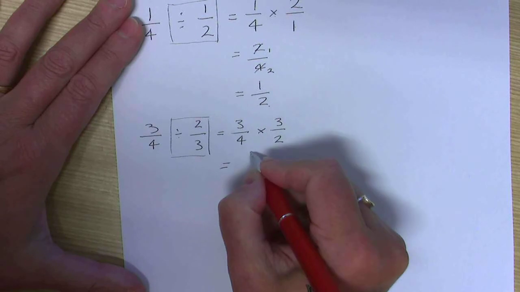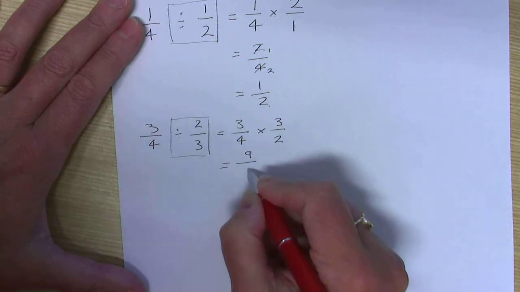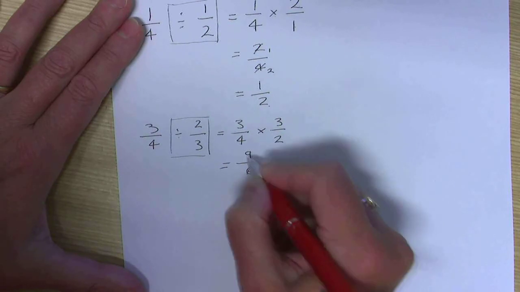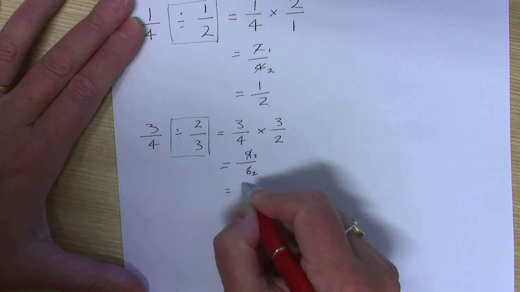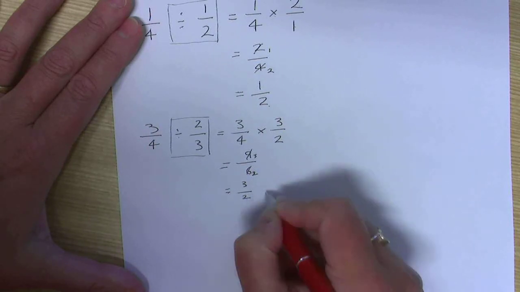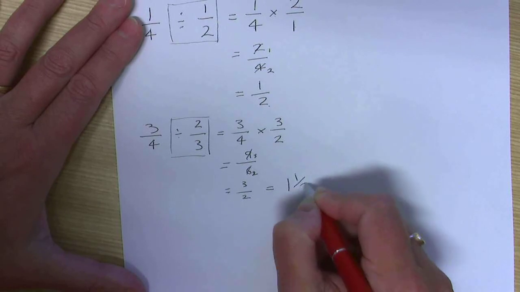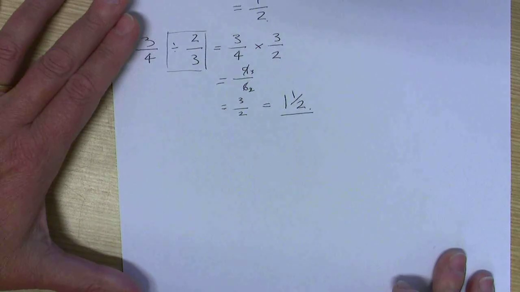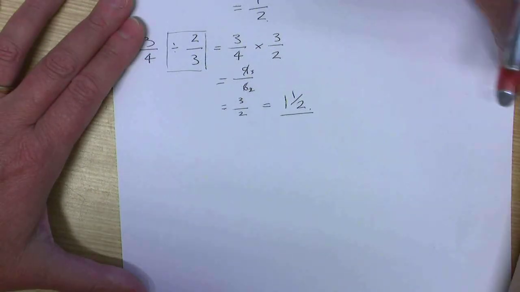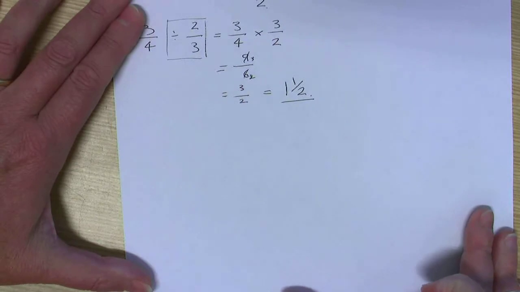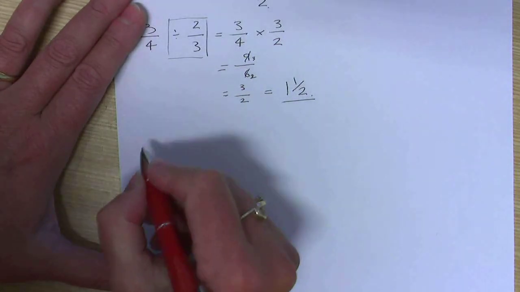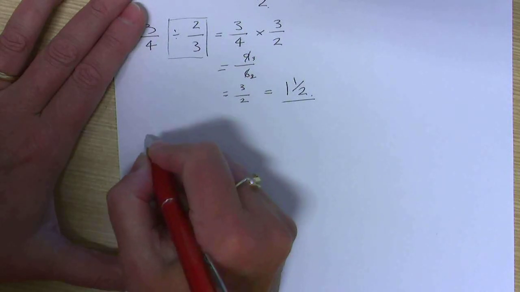3 times 3 is 9. 4 times 2 is 8. Then we can simplify this. So 3 goes into that 3 times, and 3 goes into that twice... which is 3 over 2, and we know that that is equal to 1 and a half. Don't forget to simplify it. So it looks complex, but once you do that, multiply and the reciprocal, it's pretty straightforward, because multiplying was easy as well.